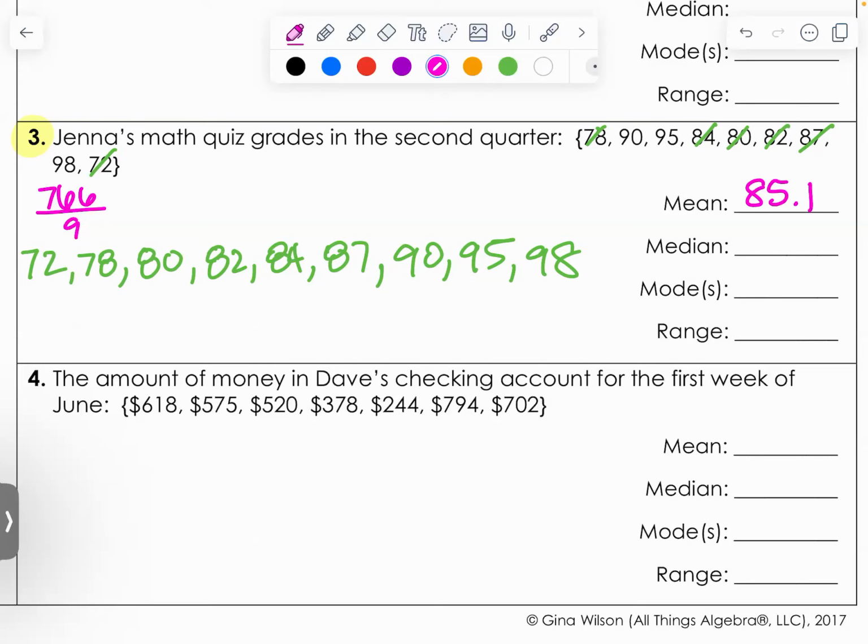The median, this time we have an odd number. So 84 is the true middle number. Since we do not have a number that repeats, we don't have a mode. That's fine. Ian, what's our range? Our range is. Okay, cool.